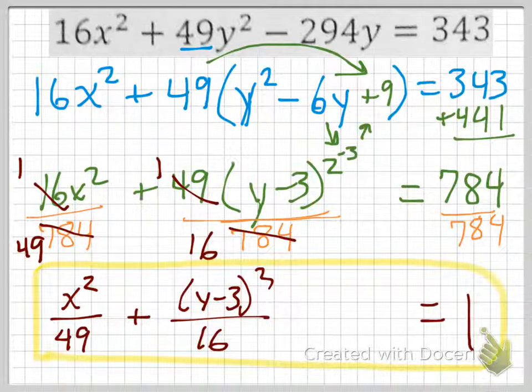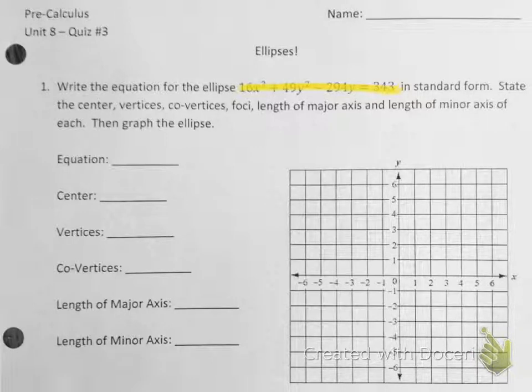Okay, in standard form. A good thing about that, it tells us our center, it tells us our a and b values, and we can find anything else if we know those. Alright, so let's copy those into our blank. For our equation, we've got x squared over 49 plus, so that reassures us that it is an ellipse.